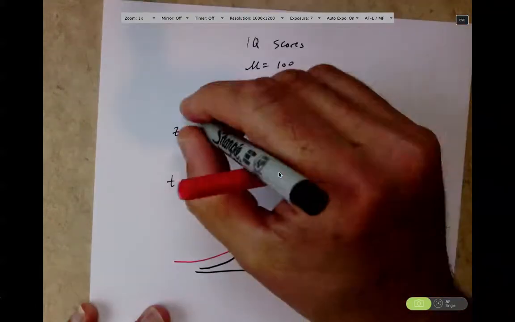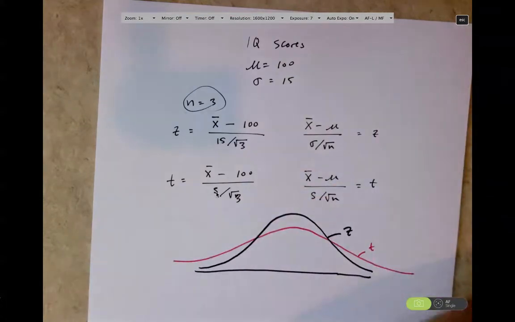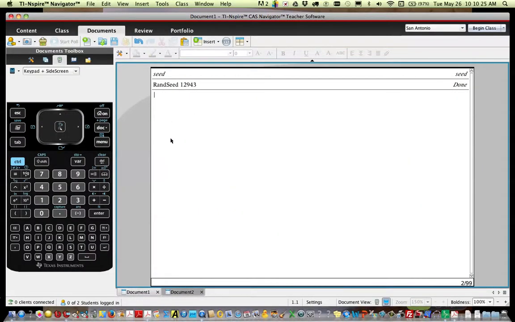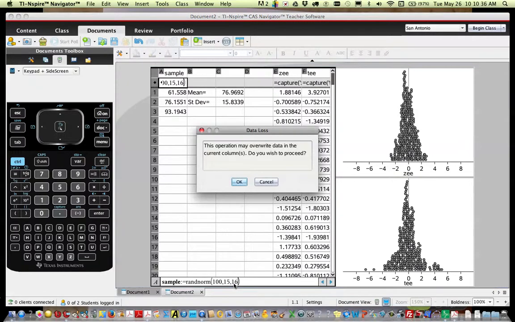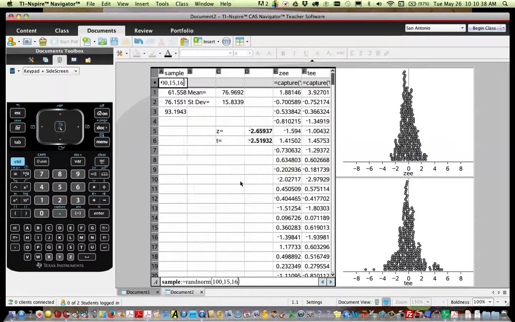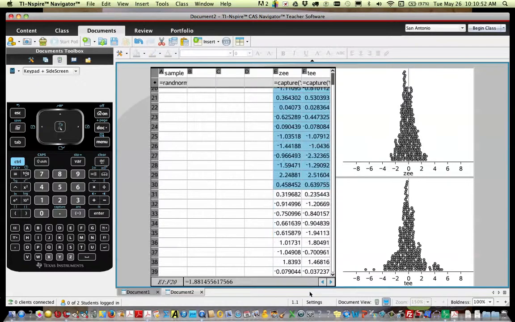Okay, now I want to go back to that software and see what happens if we were to take different sample sizes. All right, and so let's increase that sample size to, let's say, I don't know, 16. We can do that by going back to our document, and all I have to do is change this to 16. Okay. And so we're going to get 16 IQ scores here. We're still going to calculate the mean and the standard deviation, and we're going to calculate a z statistic and a t statistic.